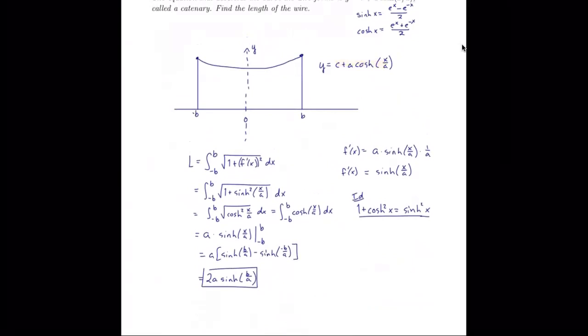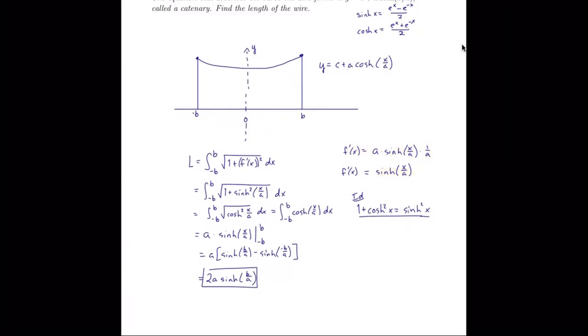We have f prime of x, and of course c is just a constant, so when we take its derivative with respect to x, it's 0. And we have a hyperbolic sine from the hyperbolic cosine. And then that's times 1 over a. That's a chain rule from this term. Taking the derivative of x over a, we end up with 1 over a. So the a and the 1 over a cancel to 1 in their product. And we just have the hyperbolic sine of x over a.